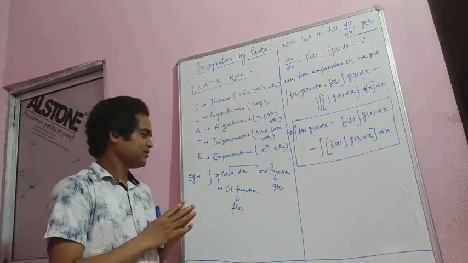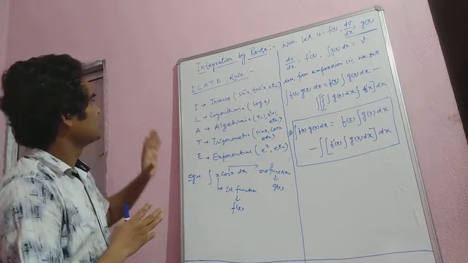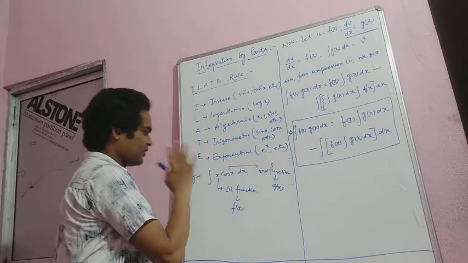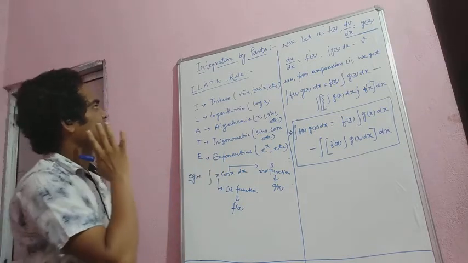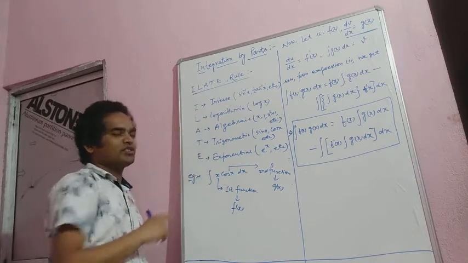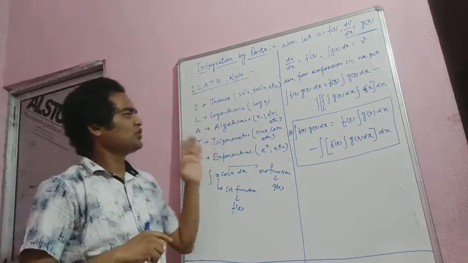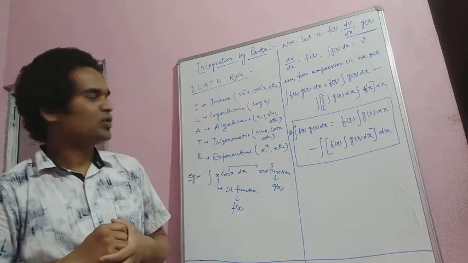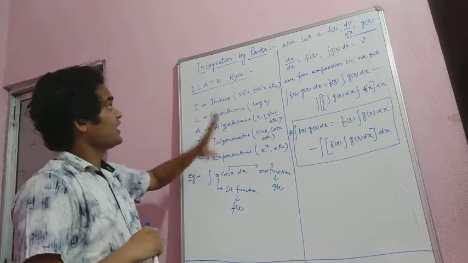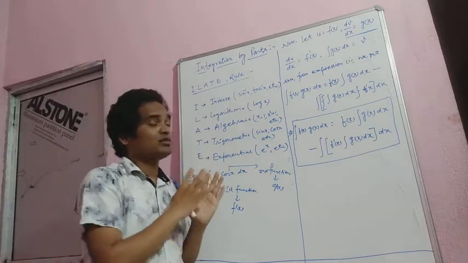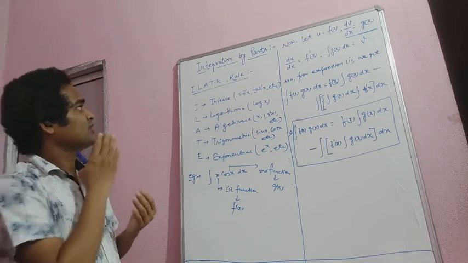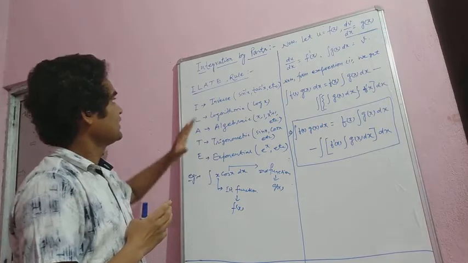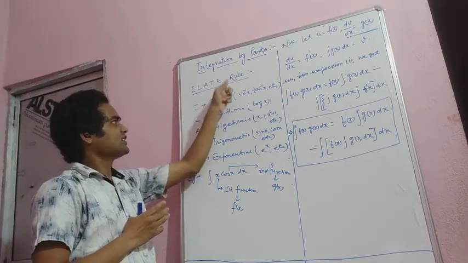So here it is so important to select the first function and second function. So, students, I suggest that for selecting the first function, kindly remember the ILATE rule. It will be very useful to select first and second functions. So that was the derivation of integration by parts, and the rule for selecting the first function and second function is the ILATE rule.